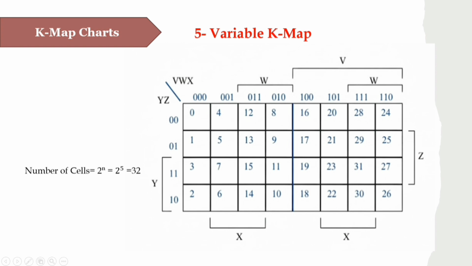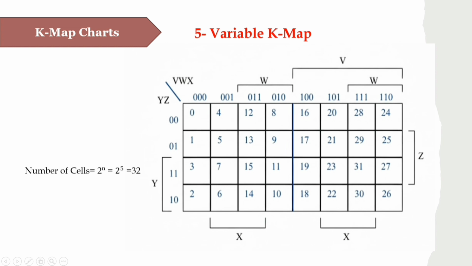So, when we observe the column labels, columns are labeled using the 3 variables that are V, W, and X. Here also, these 3 variables are arranged in a gray code manner: first 000, second 001, third 011, fourth 010, fifth 100, sixth 101, seventh 111, and last 110. This gray sequence ensures that only one bit changes between adjacent columns, which maintains the proper adjacency for grouping.